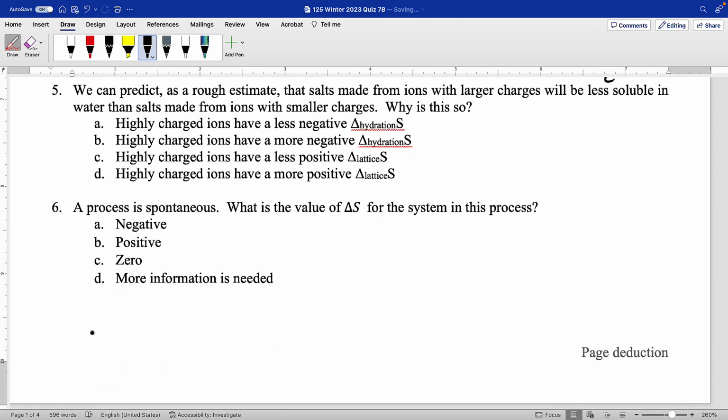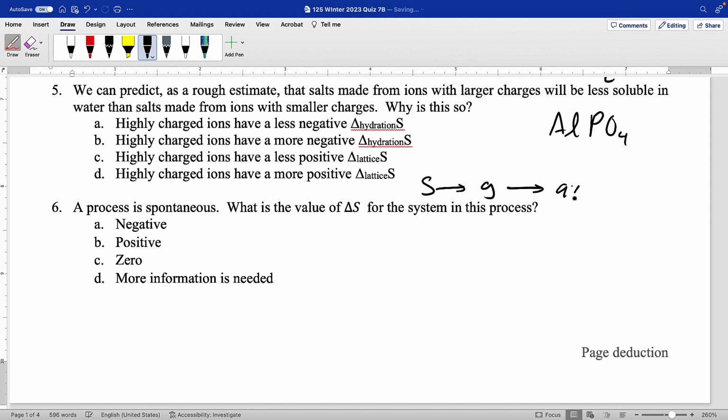All right, so we know in general that salts that have a higher charge density, like aluminum phosphate, are less likely to be soluble in water. Well, why? It's not because of the lattice entropy, going from solid to gas phase, because basically we go from locked in a lattice to being a gas. We gain a lot of entropy regardless of our charge density.